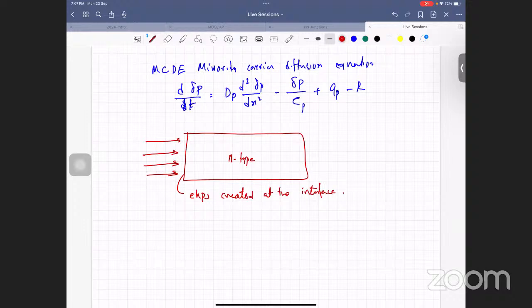Let's analyze. First of all, is there a concentration gradient? Let's assume that this is 10 power 15. And we are creating, let's assume that at the interface, EHP concentration is basically 10 power 18. Uniformly, we created all across at the interface. Will there be a diffusion or not? Jit?